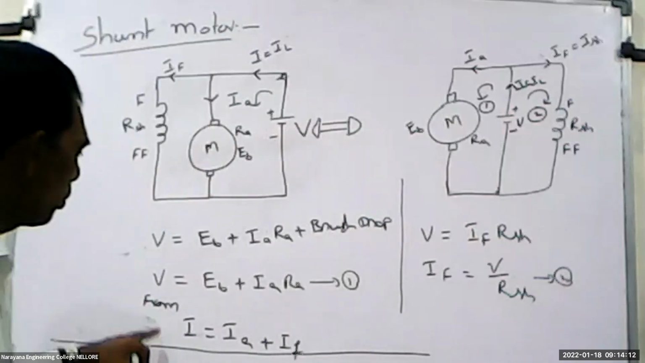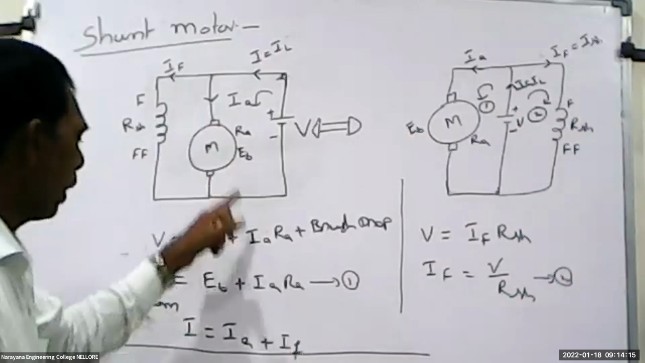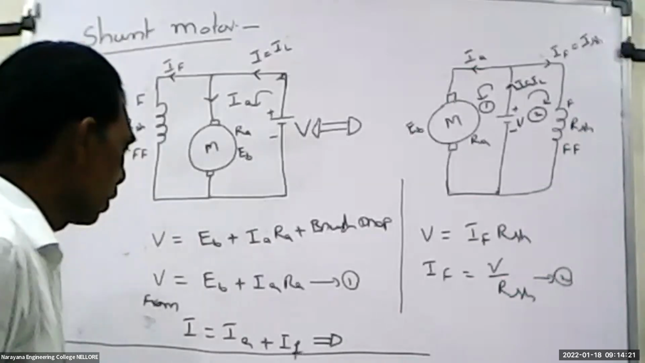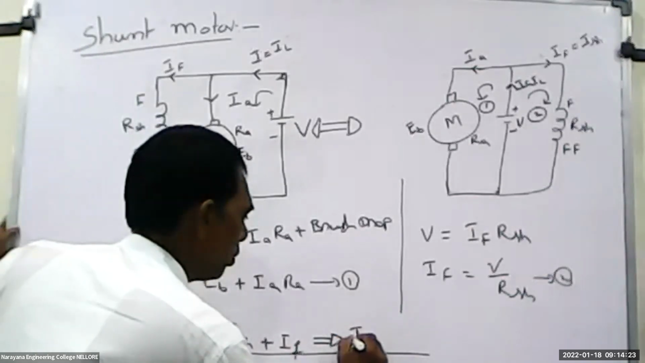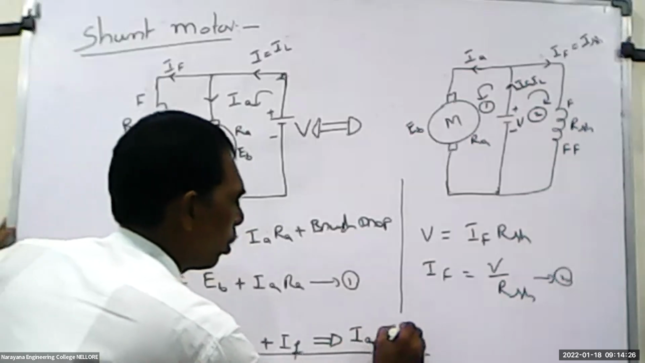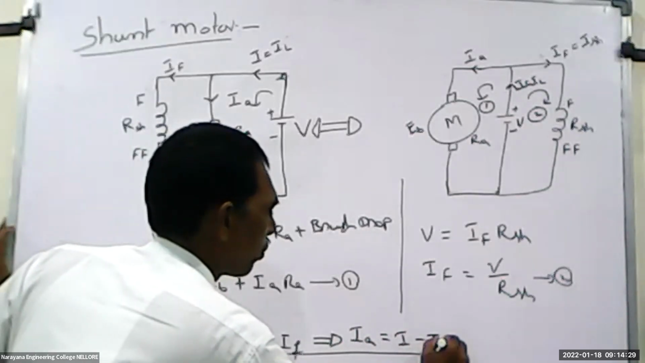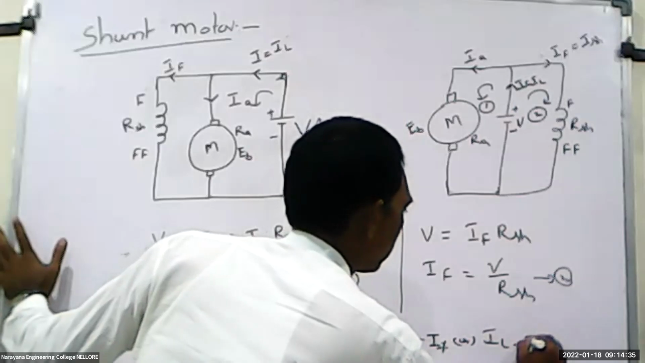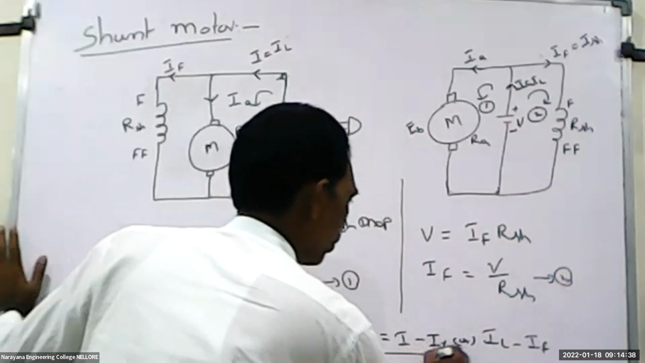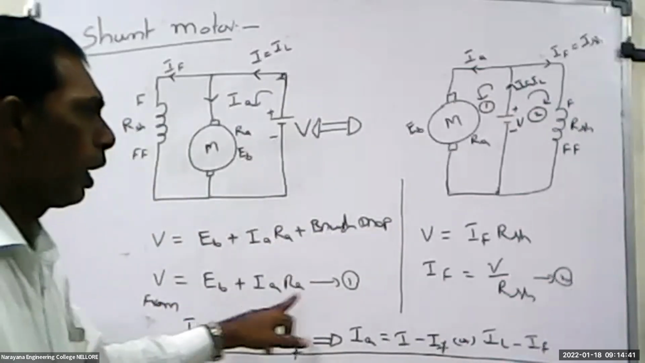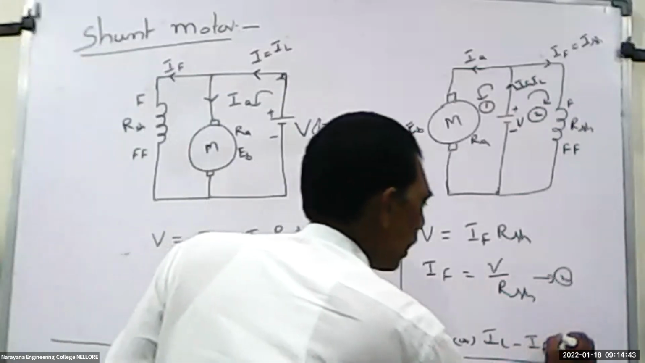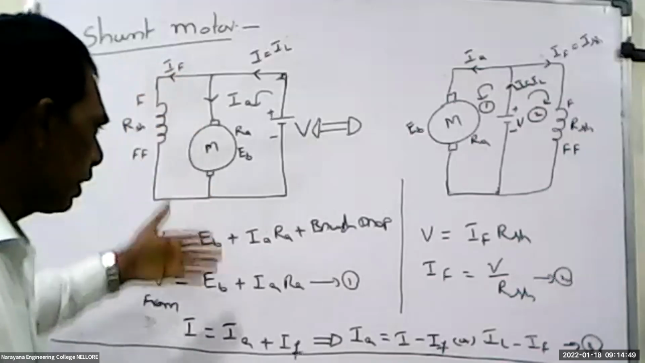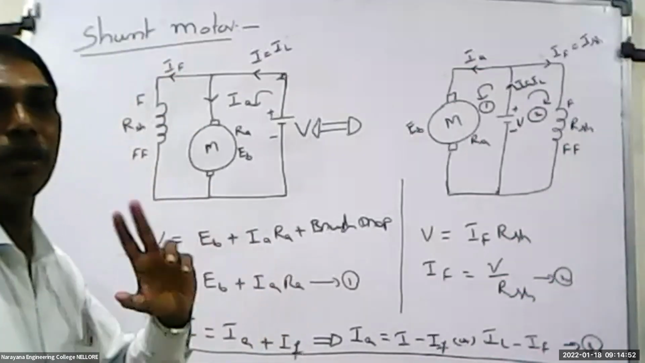Okay, then from the equation I is equal to IA plus IF, we will apply this one. What is the equation here? Either IA is equal to I minus IF, or IL minus IF. So from equation 1 and equation 2, and this is considered as equation number 3, we will get the voltage and current equations of a DC shunt motor.